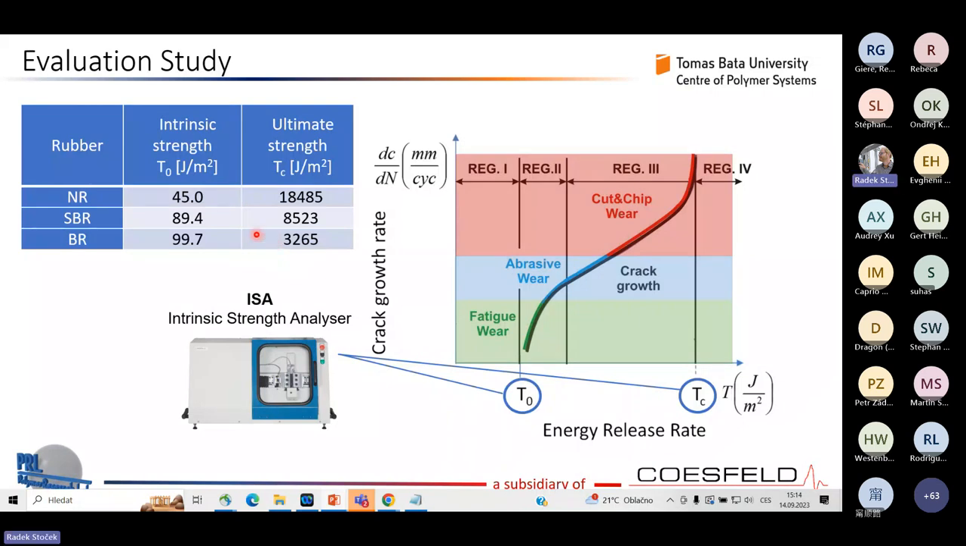So that is very clear for those who really know how these materials should behave. What does it mean in general? It means that natural rubber, with the lowest T0, has the lowest resistance against fatigue abrasion. However, the largest resistance has the butadiene rubber. And exactly the opposite: natural rubber compared to this has the highest resistance against cutting wear, and butadiene rubber has the lowest resistance against cutting wear or cut and chip wear.